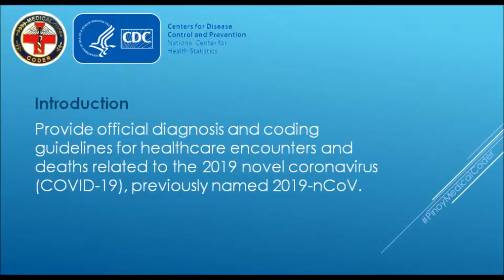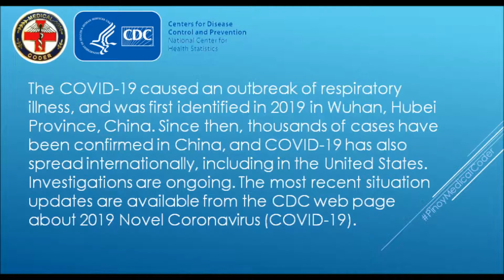The purpose of this video is to provide official diagnosis and coding guidelines for healthcare encounters and deaths related to the 2019 novel coronavirus, COVID-19, previously named 2019-nCoV. COVID-19 caused an outbreak of respiratory illness, and was first identified in 2019 in Wuhan, Hubei Province, China. Since then, thousands of cases have been confirmed in China, and COVID-19 has also spread internationally, including in the United States. Investigations are ongoing. The most recent situation updates are available from the CDC webpage about 2019 novel coronavirus.